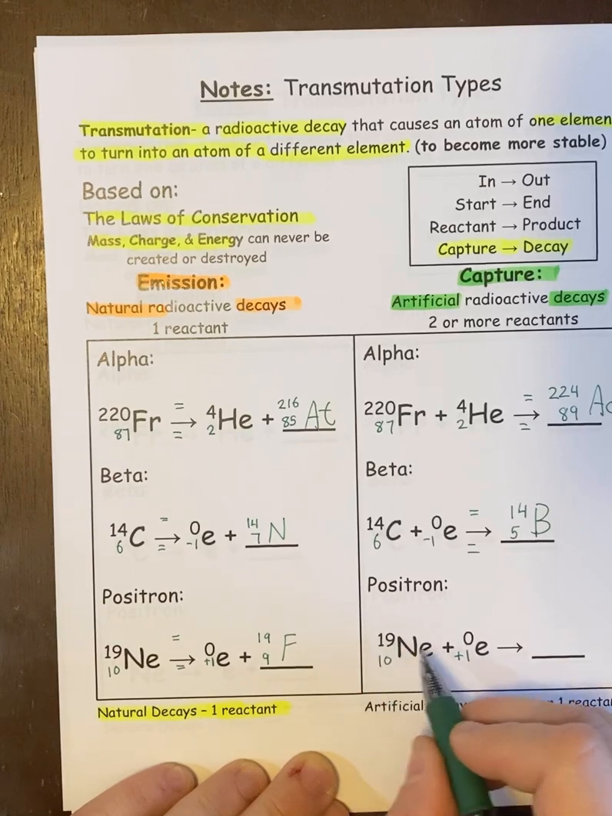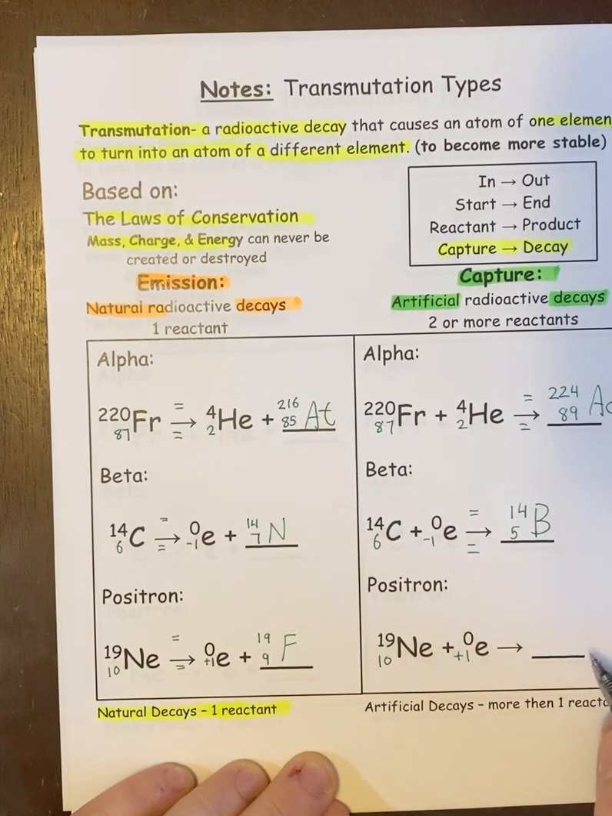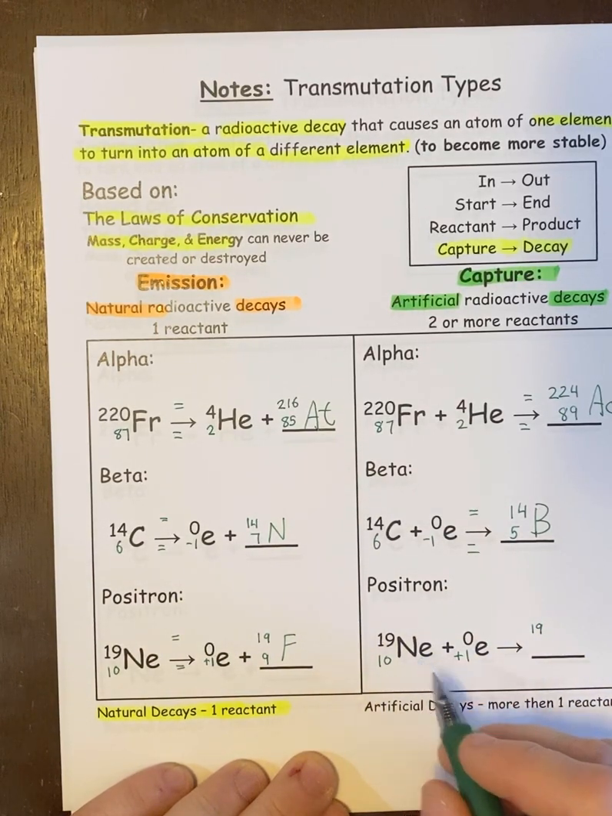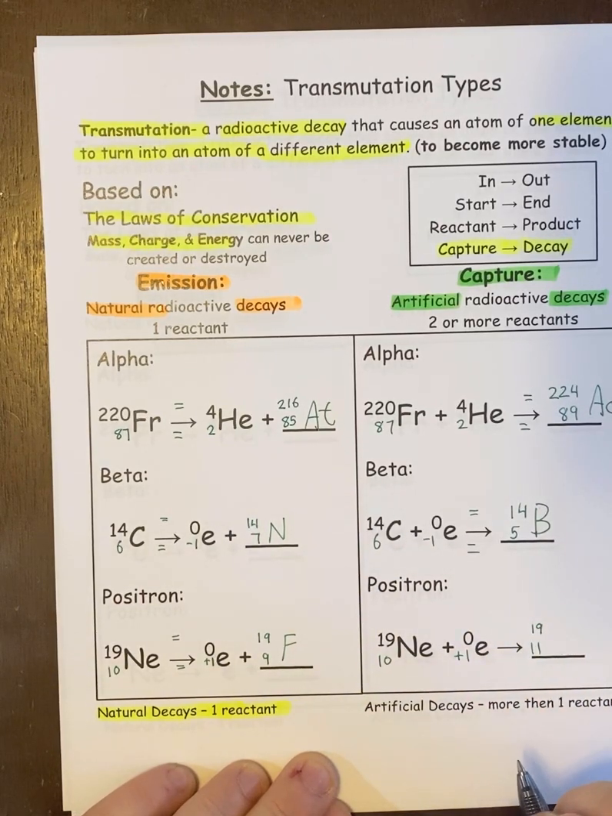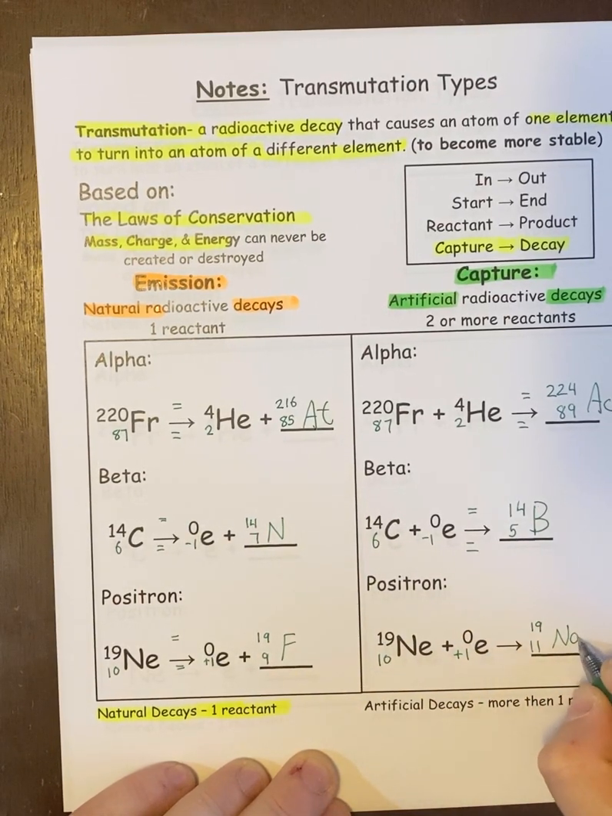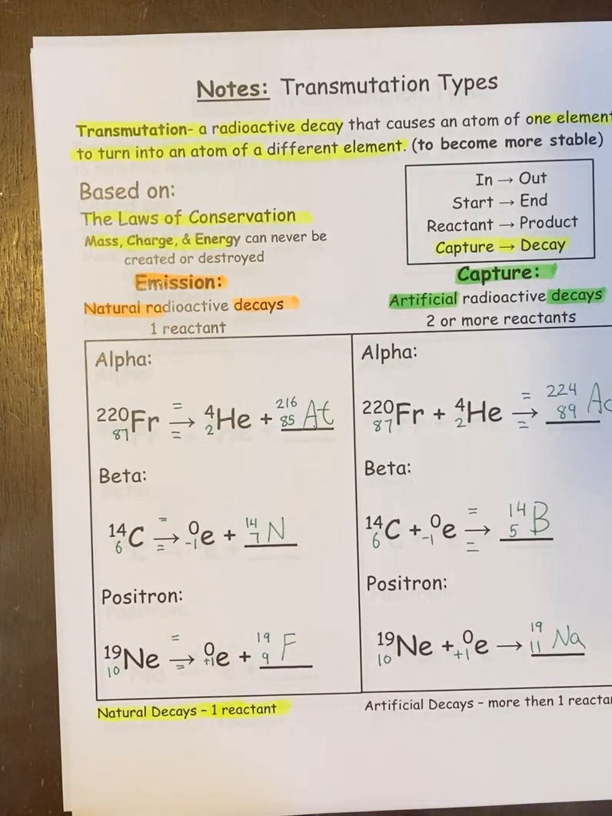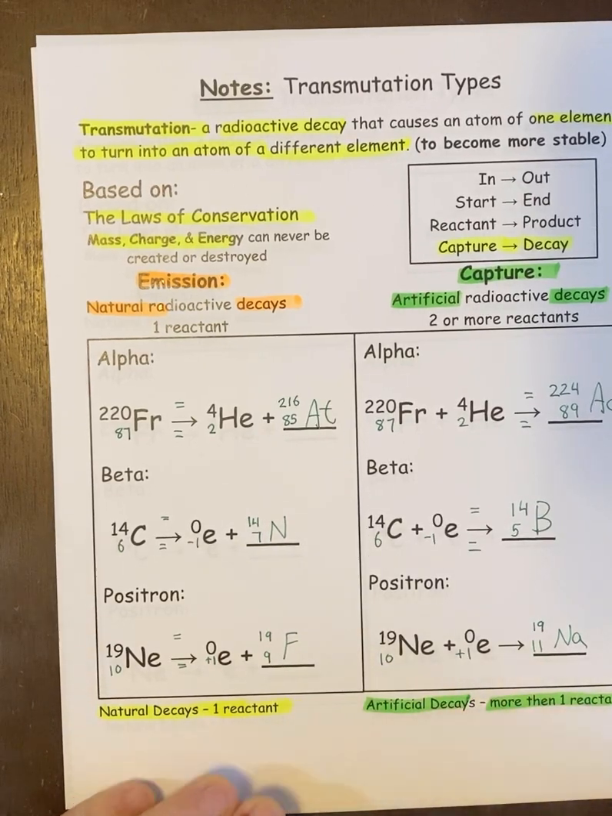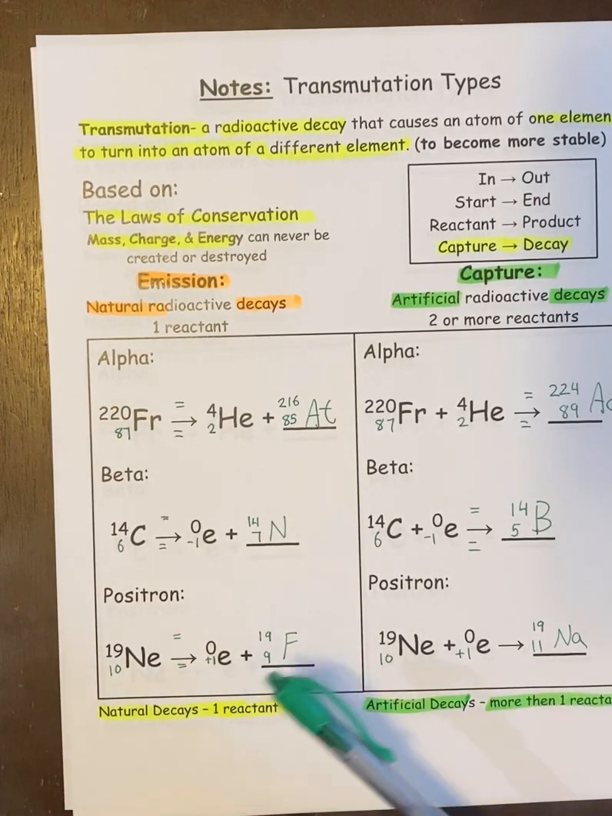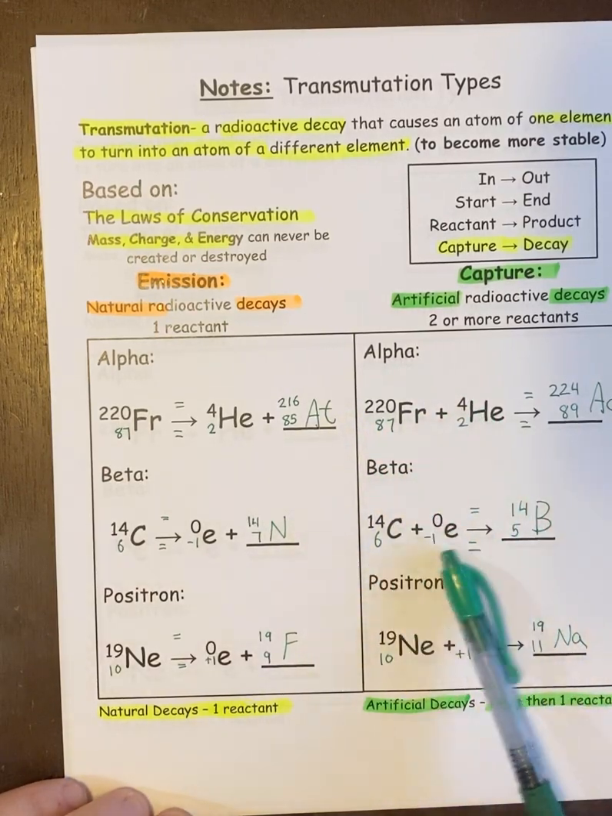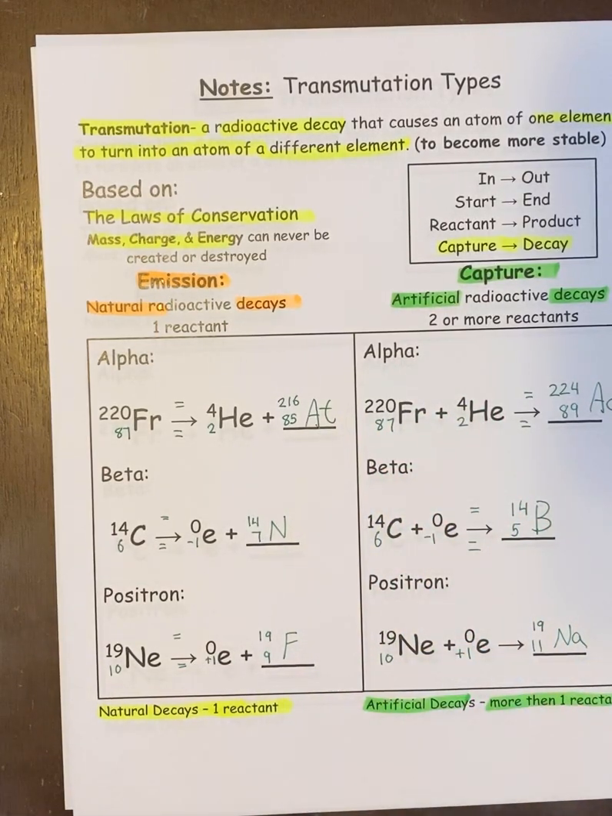And then the last one, I have 19 and 0 on the left, so I'm going to need a total of 19 on the right, since it's all in one element. It gets the whole 19. And I have 11 on the left for the bottom numbers, so I'm going to need 11 on the right, which is sodium, Na. And then this would be an artificial decay, and the reason is there's always more than one reactant. The reactants are the things on the left, and the products are the things on the right. So to figure out if it's artificial or natural, we always look at the reactants. All right, and that's pretty much it.